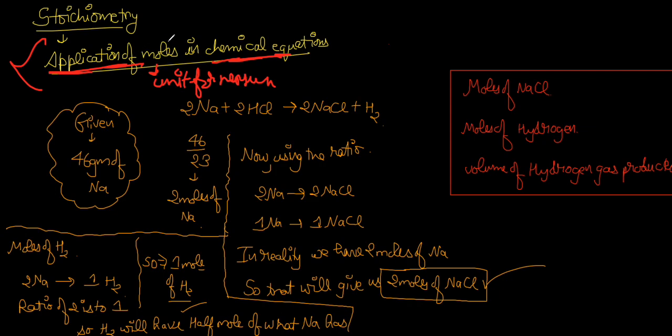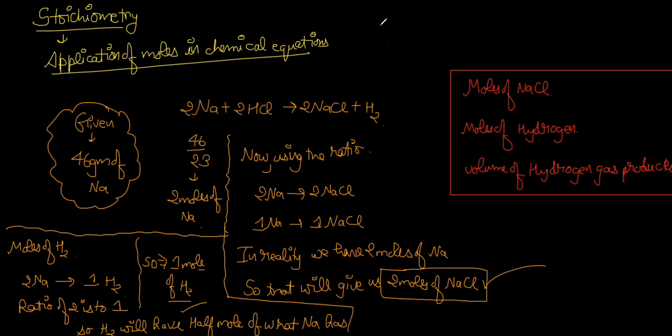When you apply moles in chemical equations, when you try to find out moles in chemical equations, that branch of chemistry is called stoichiometry. And mole is just a unit. I hope it is clear to all of you. Now, how to apply stoichiometry in chemical equations? Here we'll be dealing with the ratio method, the unitary method. All of you have done the same method in maths.